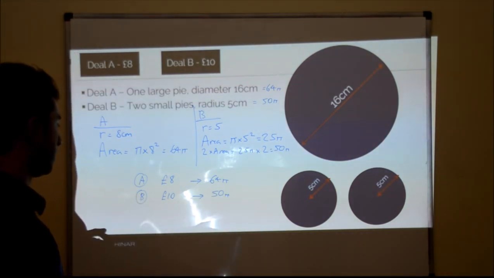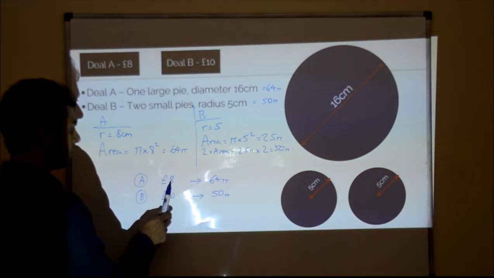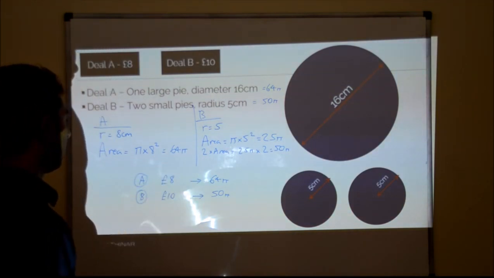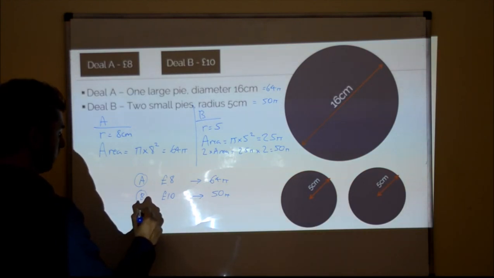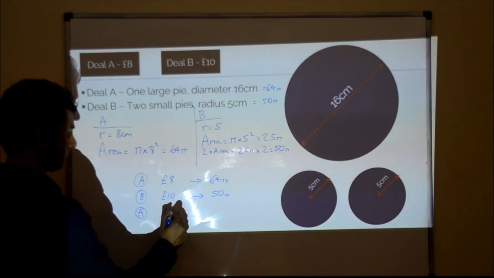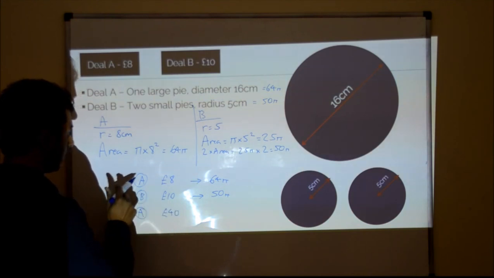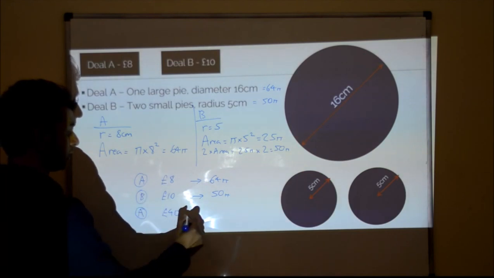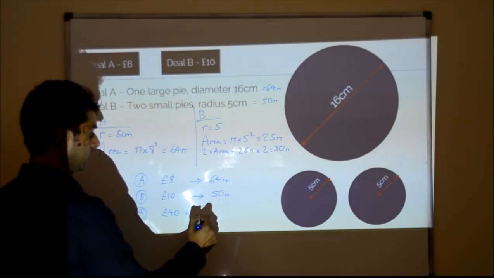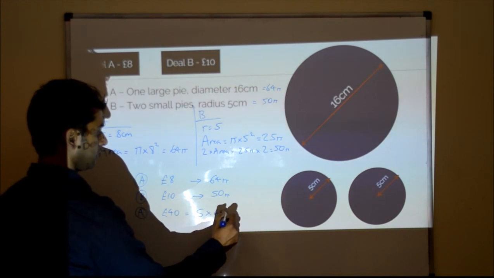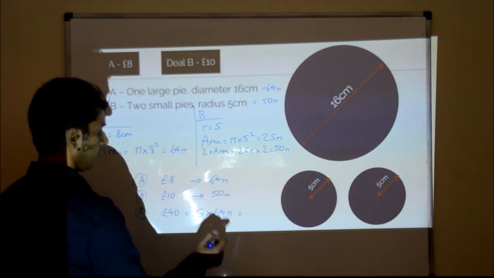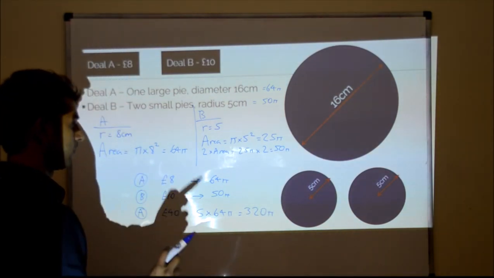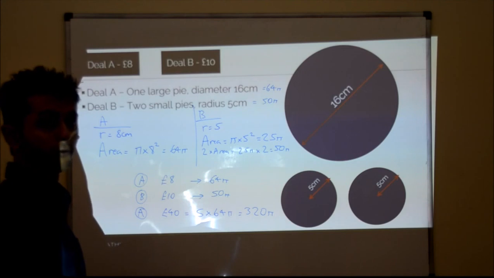So let me show you what you'd have to do. If we've got £8 and £10, we need to find the lowest common multiple of 8 and 10, and that would be 40. So £40. For £40, I can get 5 lots of deal A. So 5 times £8 is 40. So the amount of pi I'm going to get in total is going to be 5 times 64 pi. 5 times 64 is 320 pi. So for £40, I get 320 times 3.14.